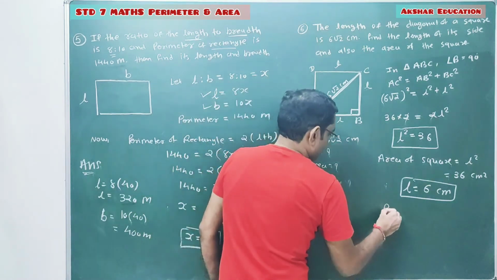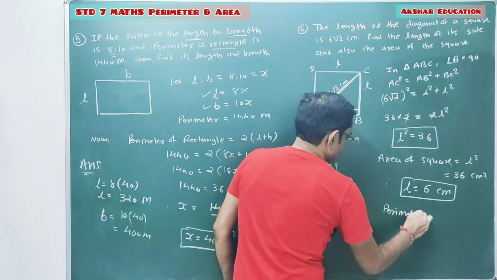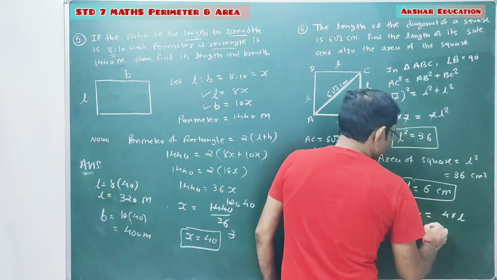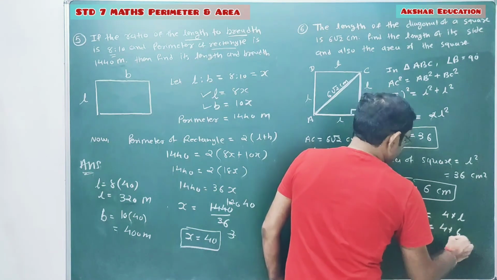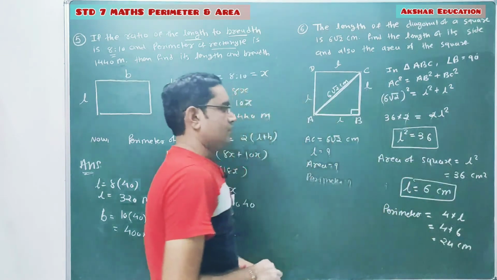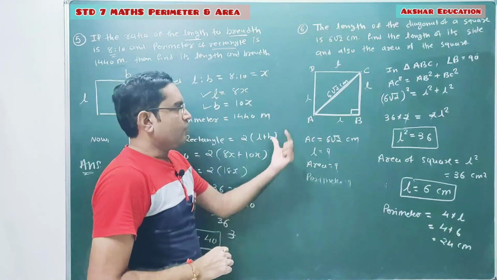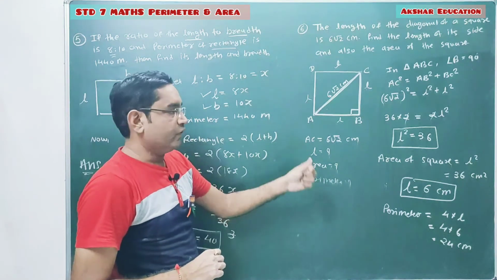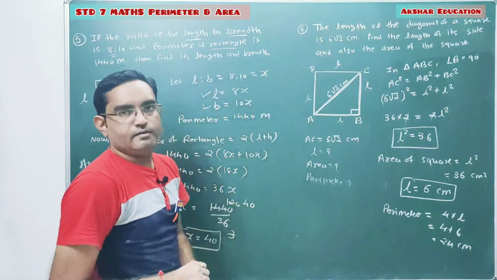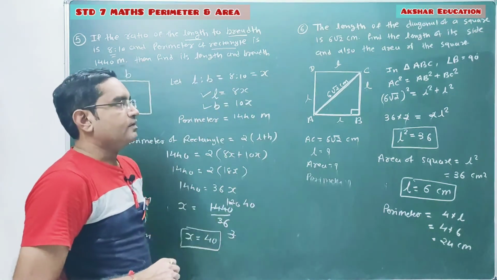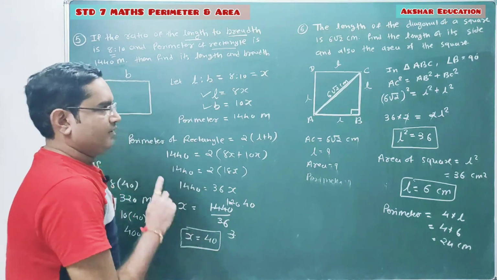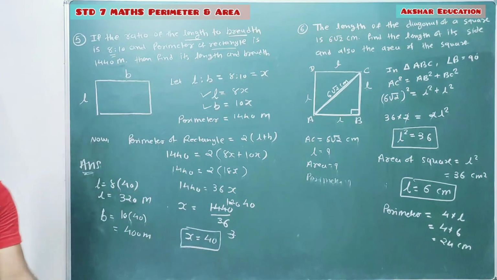So the length of each side of the square is 6 centimeter, and the third answer is the perimeter. So perimeter of a square is nothing but 4 into side, 4L. So it's 4 into 6, 4 6s are 24 centimeter. Clear? Only one dimension is given, and you have to find its area, perimeter and length of the side. Done? So a very good question. Pause the video and do more practice of these sums and write them in your notebook. Thank you, students.